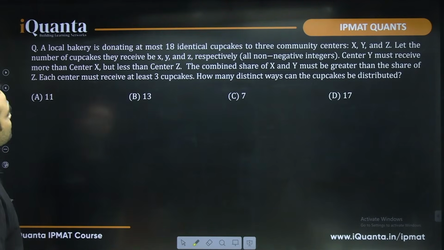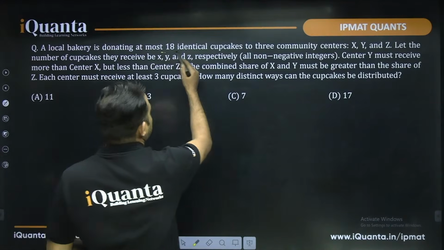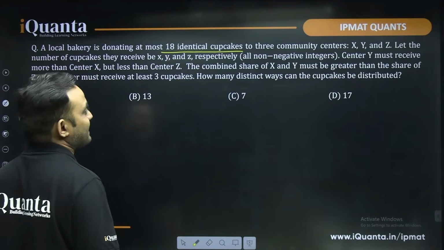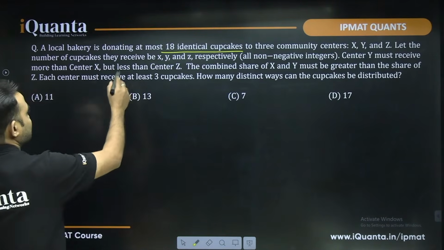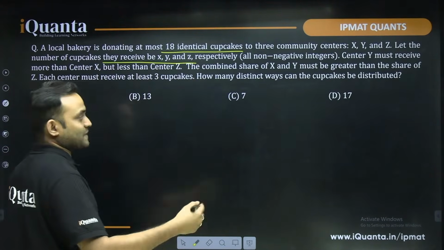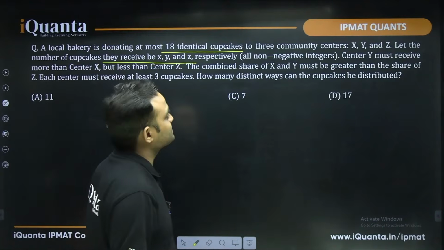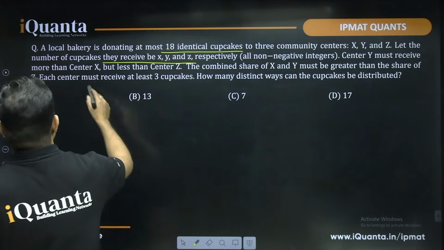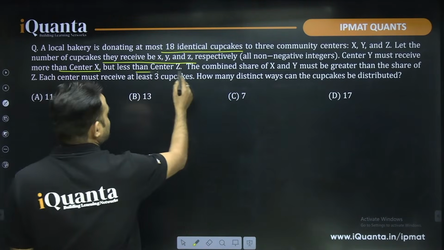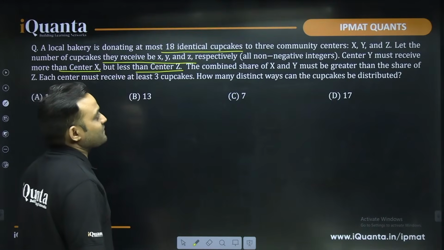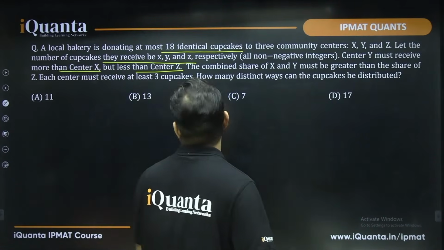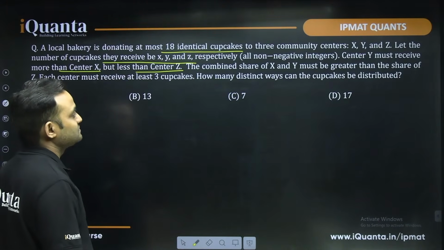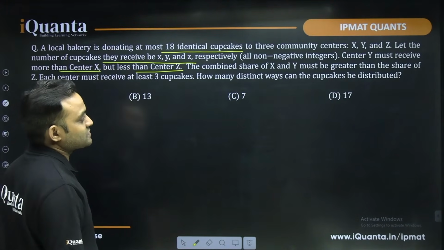A local bakery is donating at most 18 identical cupcakes to 3 community centers X, Y and Z. Let the number of cupcakes they receive be X, Y and Z respectively, all non-negative integers, meaning they can be 0 as well. Center Y must receive more than center X but less than center Z. The combined share of X and Y must be greater than the share of Z. Each center must receive at least 3 cupcakes. How many distinct ways can the cupcakes be distributed?